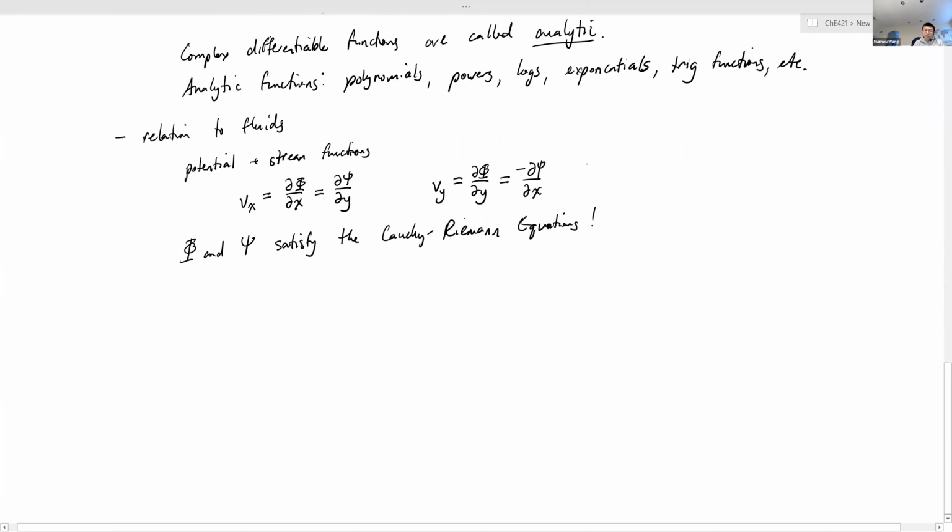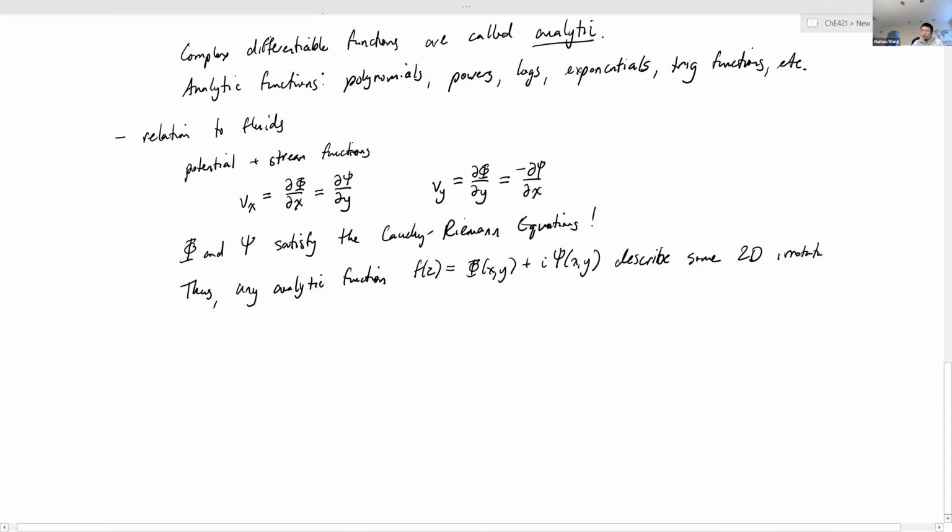Okay, and so what that means is any analytic function, I can write it like this, will describe some 2D irrotational flow. And I'll put 2 exclamation points there because I think it's really cool.